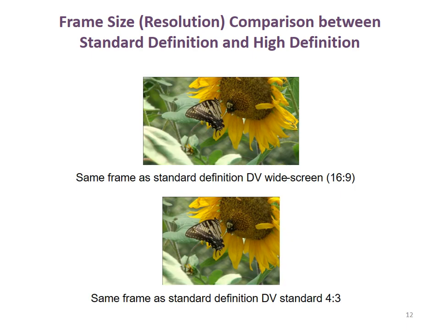And then we can also have different aspect ratios. For example, for wide screens, the aspect ratio is usually 16 to 9, and for conventional standards, it's usually 4 to 3.